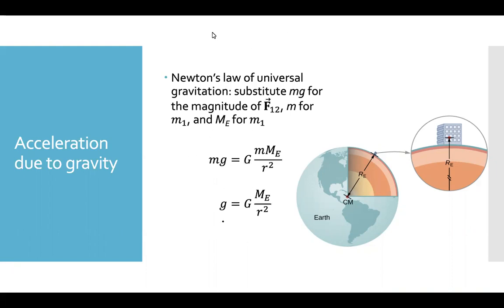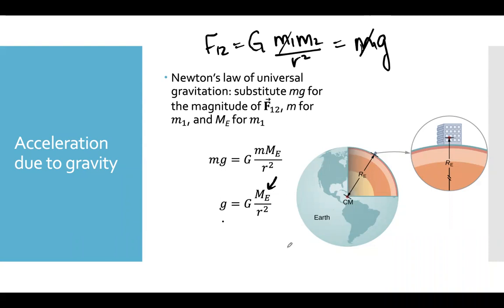Again, we took F12 is equal to G M1 M2 over R squared, and what we did is we set that equal to mass times acceleration due to gravity. Now this mass would be the mass of the smaller object, so we'll call that M1. From that we can cross out our M1, and we are left with an equation that is very similar to this. In this case, the second mass is the mass of the Earth, and R would be the radius of the Earth, if we're looking for g for the Earth, so the acceleration due to gravity on Earth.